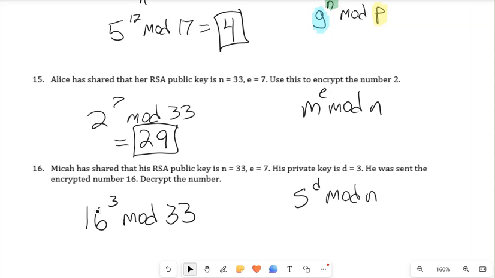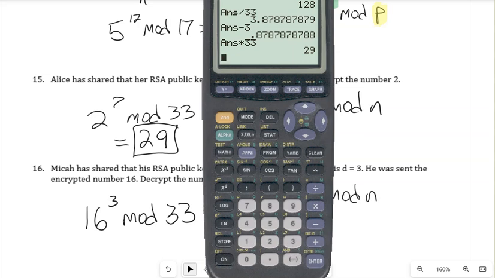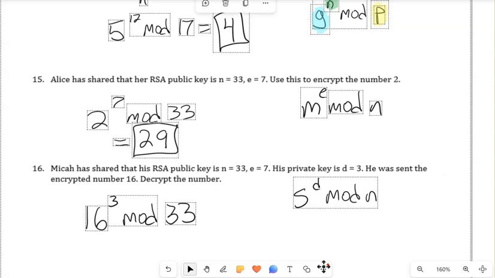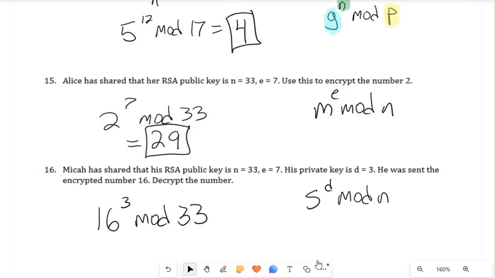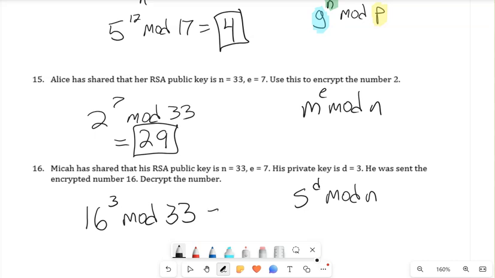Once again, 16 is smaller than 33, so we cannot use the exponent rule to make the numbers nicer. So we just go straight through 16 to the third. Divide by 33, subtract the whole number, and multiply by 33. And we've decrypted the code of 16, and we got, there we go, 4. That is the application of the RSA encryption and decryption protocol.